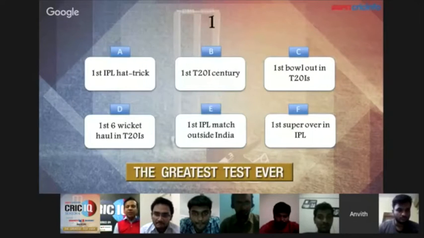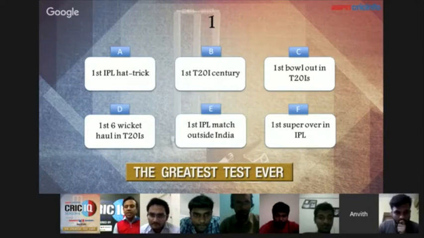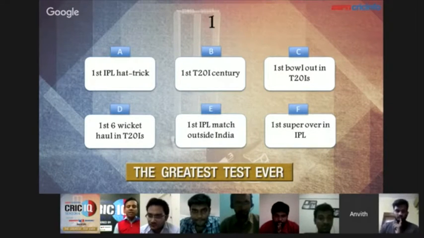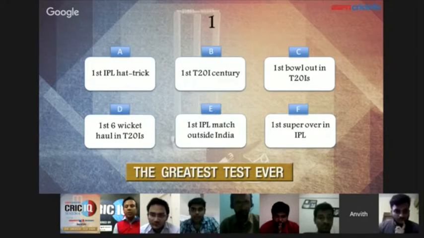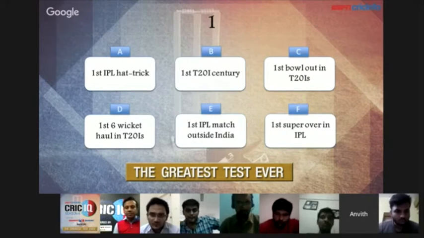So A is first IPL hat-trick, B is first T20 international century, C is first bowl-out in T20 internationals, D is first 6-wicket haul in T20 internationals, E is first IPL match outside India, F is first super over in IPL. What is the correct order in terms of the chronological sequence, Ambuj? You have 20 seconds to think about your answer.